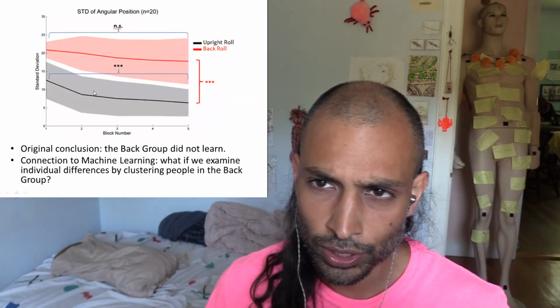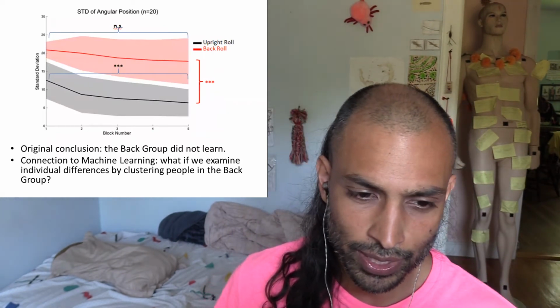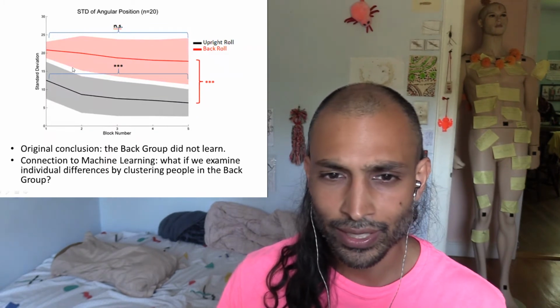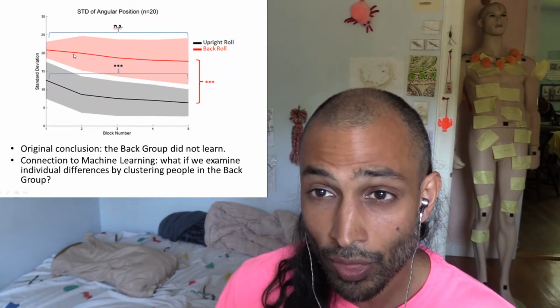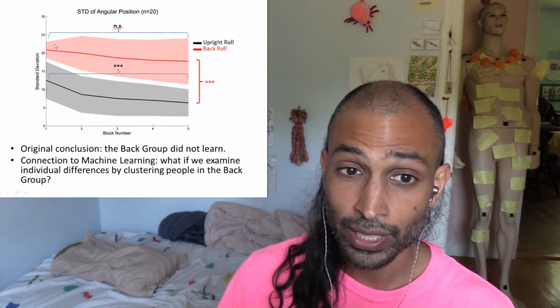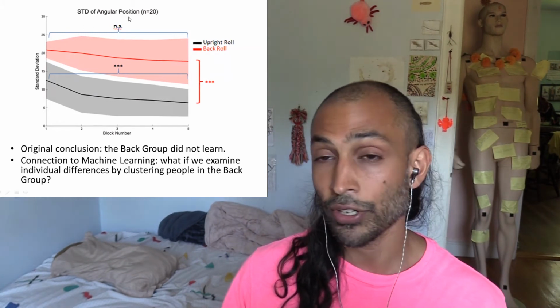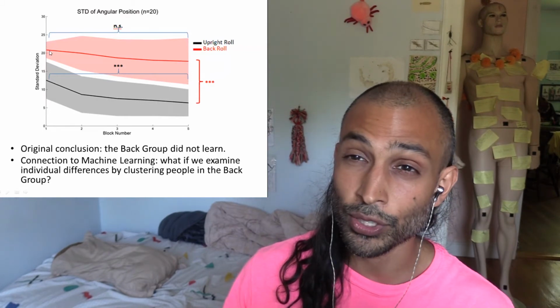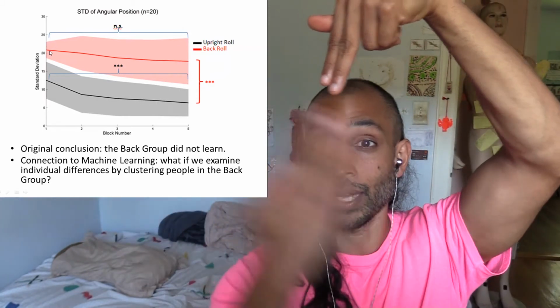Now, I'm coming close to the last segment of my presentation. And coming back to this graph that you saw before, again, the red line here is the people who are on their back in the spaceflight analog condition. And just to remind you, this is a standard deviation of angular position, and collectively as a group, they're not able to reduce this variability as time goes by.